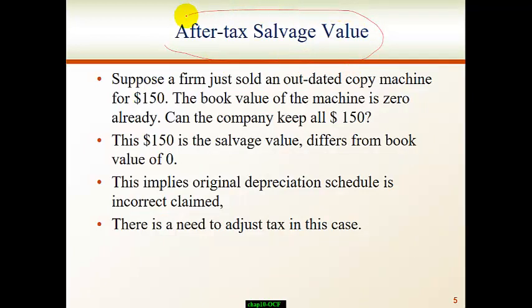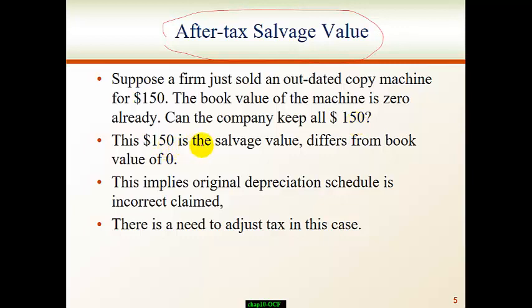After-tax salvage value becomes relevant at the end of the project life. You tend to sell the assets, and they still have residual value. The issue is that commonly the salvage value you can get is not the one listed at book value. Suppose there's an outdated copy machine. The company sold it and got $150. The book value listed is already 0. Question: can we keep all $150?